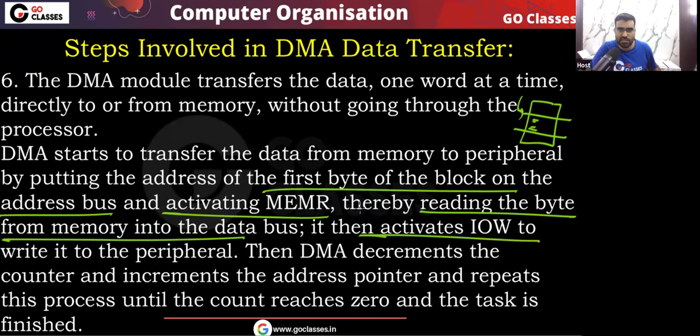Then we will activate this DMA controller, and it will activate the IO write signal. Then what will this DMA controller do? When one byte has been transferred, remember you have transferred one byte, now what will it do? It will decrement the count. Also, it will increment the address.